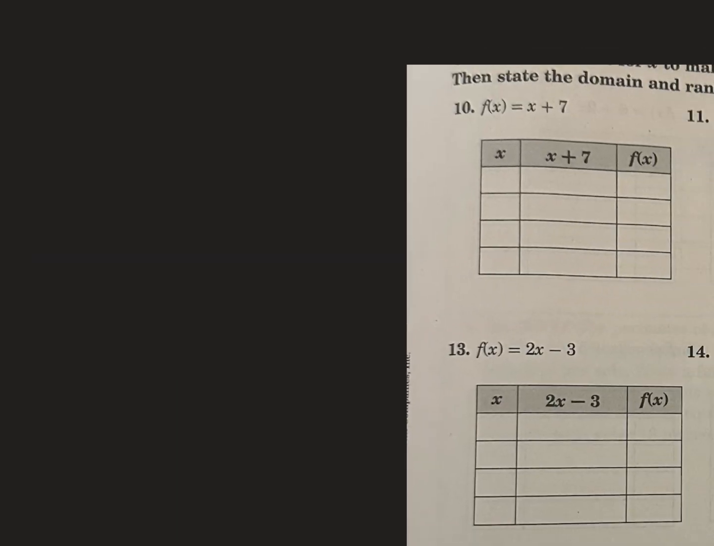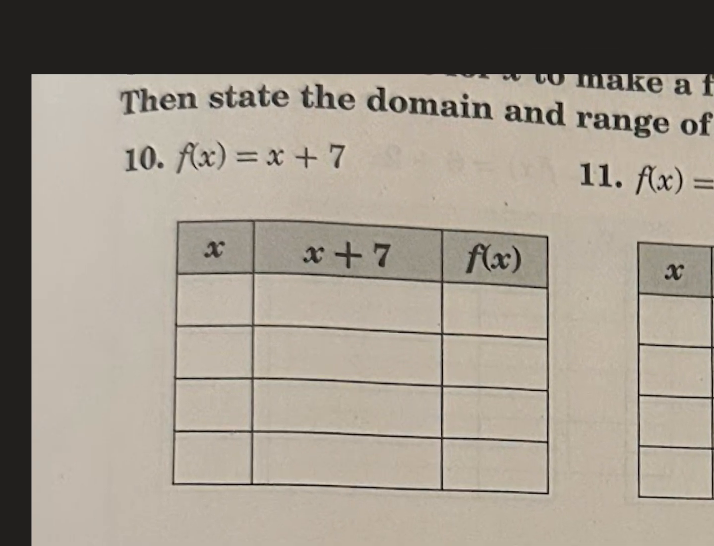All right, let's go to our table. Number 10. So the numbers that I would like us to pick were negative 1, 0, 1, and 2. You could pick other numbers, but these are the ones that I wanted us to pick so that we would all have the same work and the same answers. So now I'm going to erase and replace x. Negative 1 plus 7, 0 plus 7, 1 plus 7, 2 plus 7. Positive 6, positive 7, positive 8, positive 9.